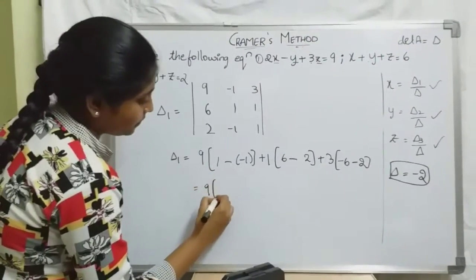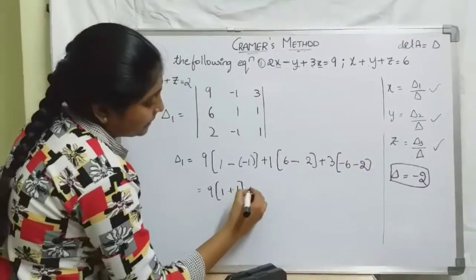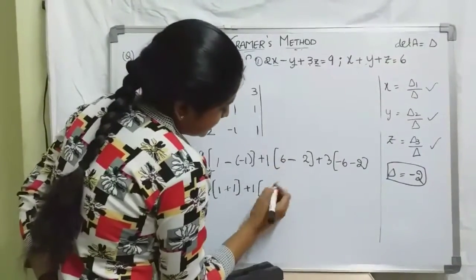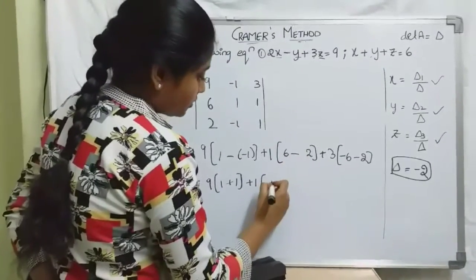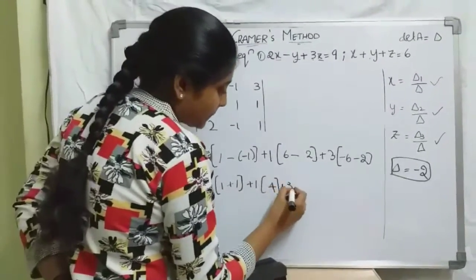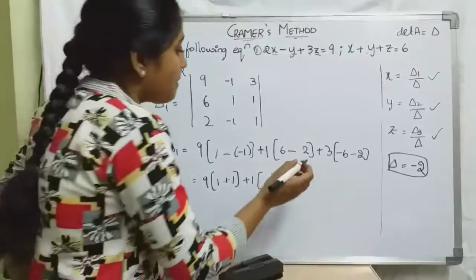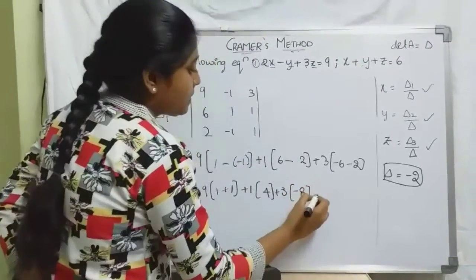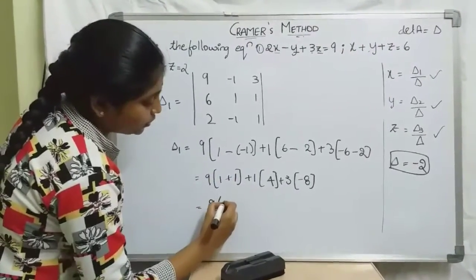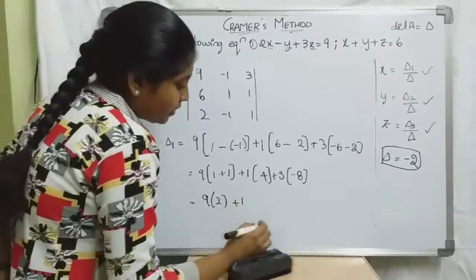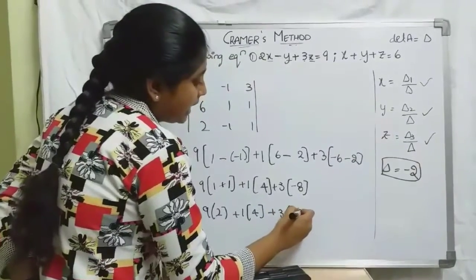9 into (1 minus into minus, plus 1), plus 1 into (6 minus 2, just a second, 6 minus 2 is 4). So bracket close, plus 3 into (minus 6 into minus 2). Minus 6 into minus 2 is minus 8. Now 1 plus 1 is 2. So 9 into 2 plus 1 into 4 plus 3 into minus 8.